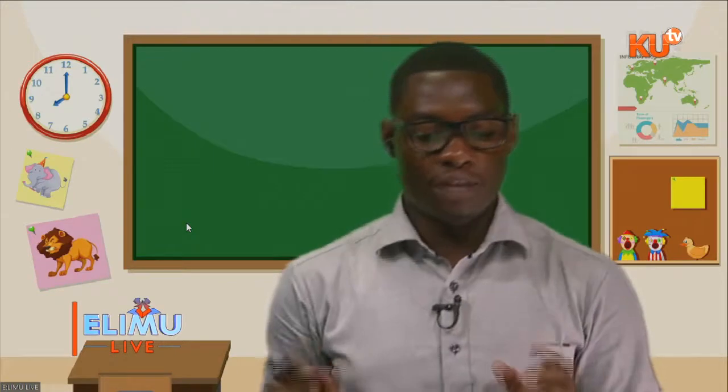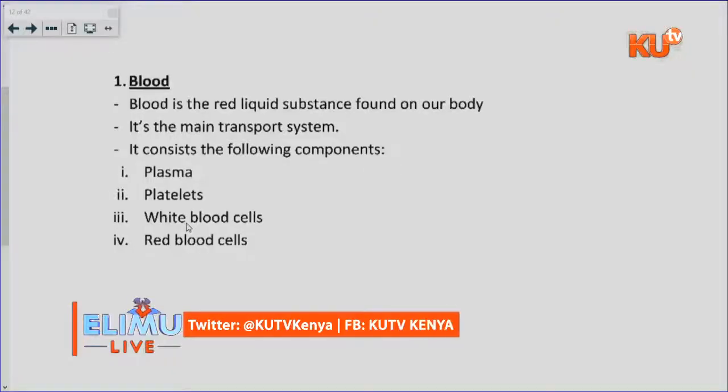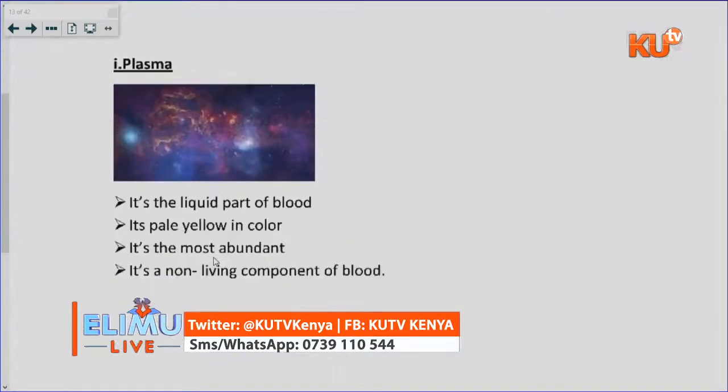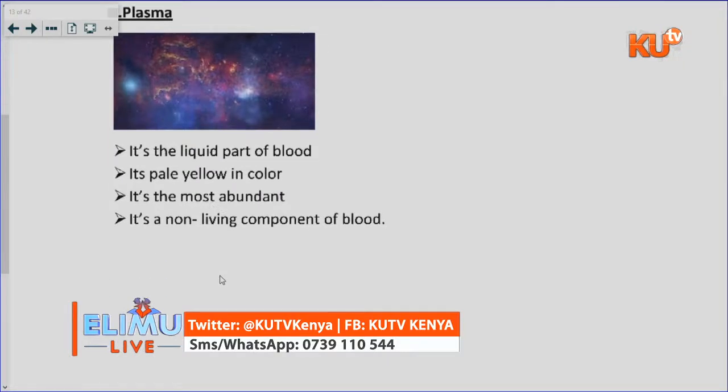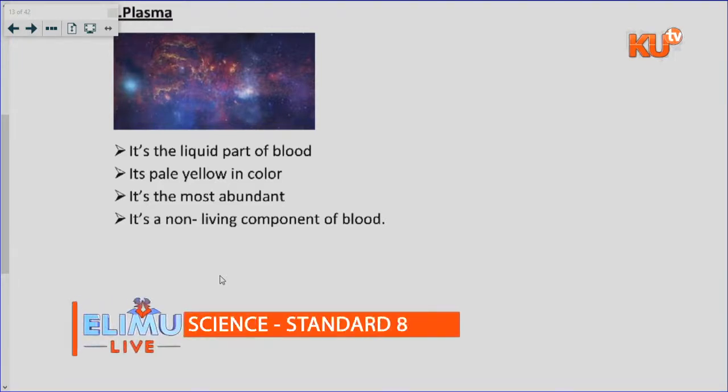So we look at the first one, which is called plasma, and that is the diagram of plasma. Many books can't draw that because it is the liquid part of the blood. It is pale yellow in color, and it is the most abundant.